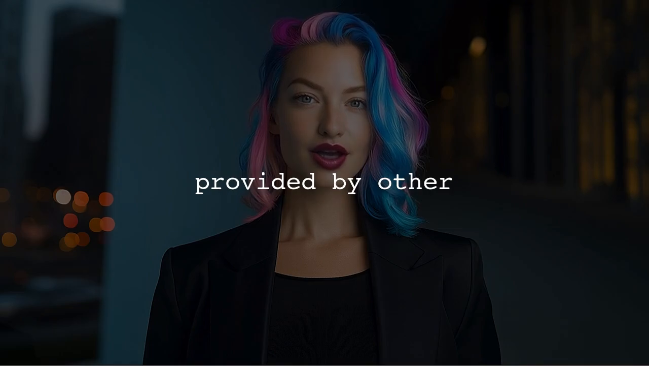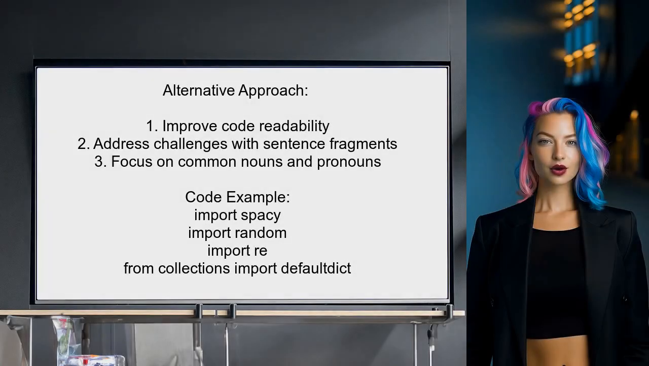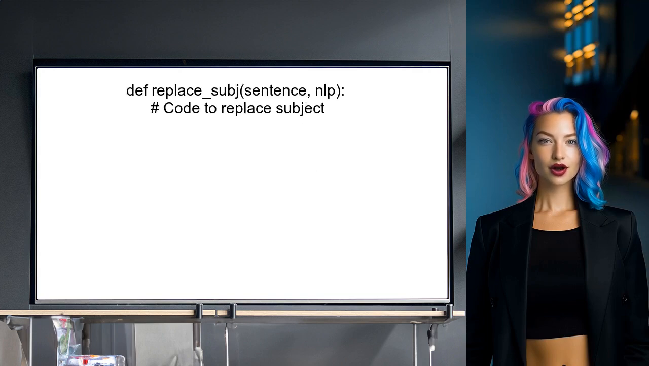Now, let's look at the answers provided by other users. An alternative approach suggests improving readability by making conditions explicit in the code. This user notes that natural language processing tools struggle with sentence fragments, which may not technically have subjects. They recommend focusing on common nouns and pronouns, as the first one appearing is likely the most relevant.